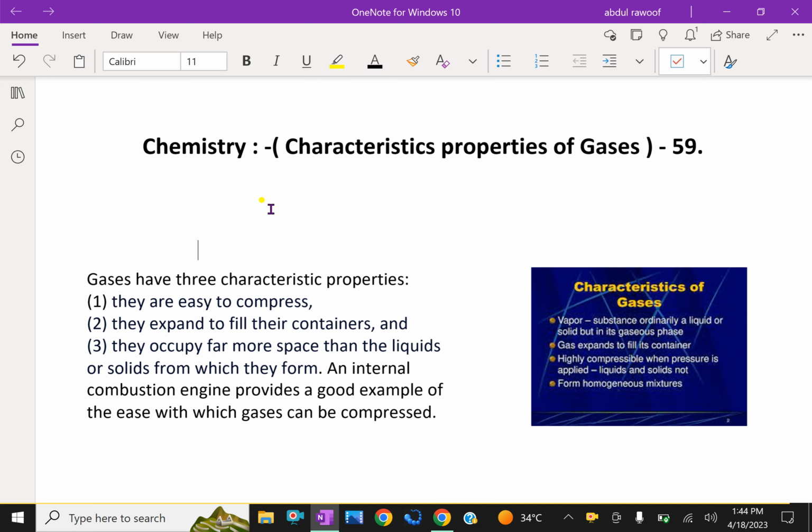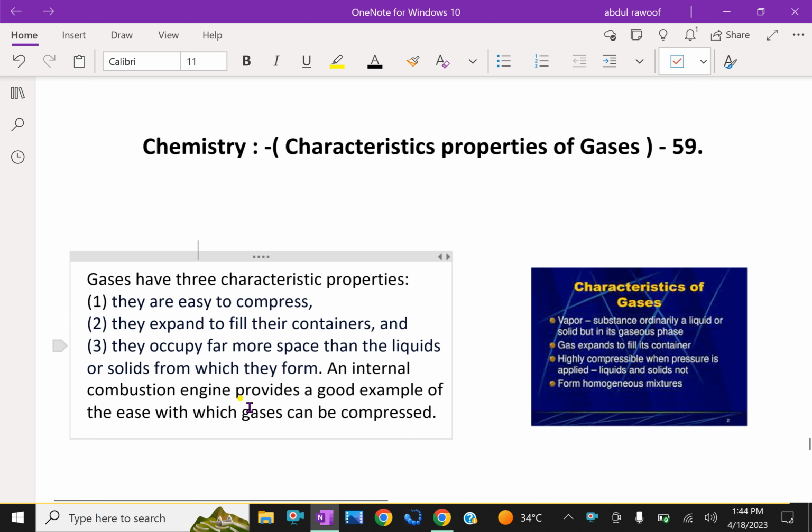In chemistry, let us discuss the characteristic properties of gases. Gases have three characteristic properties. They are easy to compress, they expand to fill their containers, and they occupy far more space than the liquids or solids from which they form.